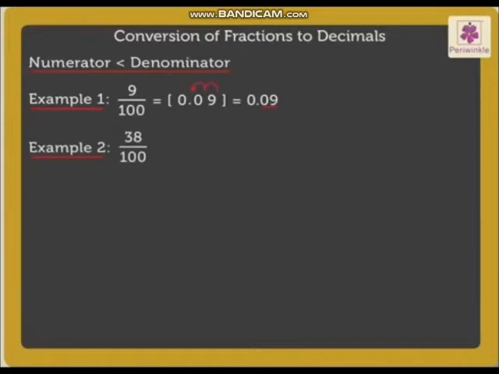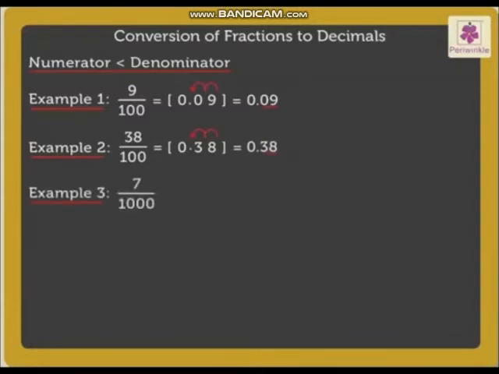Example 2, 38 upon 100. So first we are going to write the numerator number, that is 38, and we are going to put a 0 because according to 100 we are going to make a 3-digit number. Next, because 100 has 2 zeros, so before 2 digits we are going to put a decimal point. So here we are going to put a decimal point before 8 and 3. So the answer will be 0.38 because 100 had 2 zeros, so we applied the point 2 digits before.